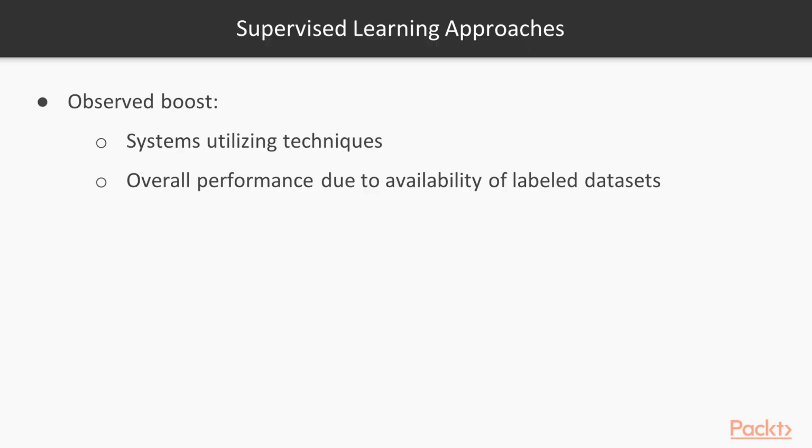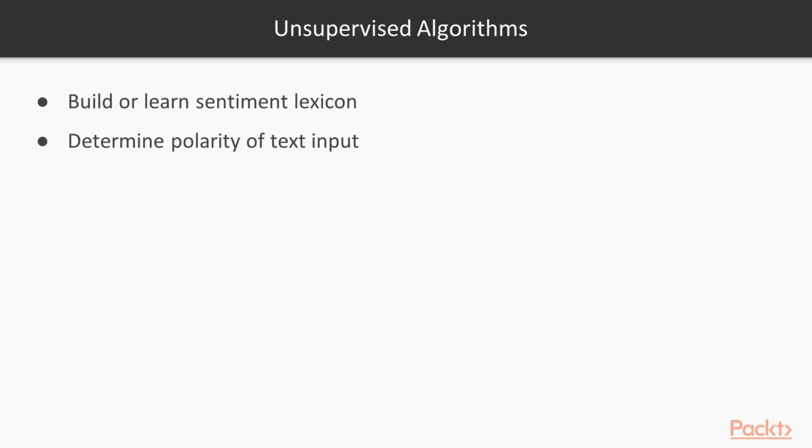Pretty much like other machine learning techniques, sentiment analysis can also be tackled using supervised and unsupervised methods. Supervised learning approaches for sentiment analysis have seen a boost, both in terms of systems utilizing these techniques, as well as the overall performance of such systems, due to the availability of labeled datasets. Unsupervised algorithms for sentiment analysis usually begin with building or learning a sentiment lexicon, and then determining the polarity of the text input.